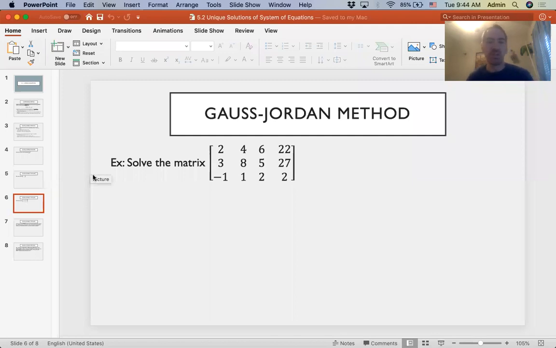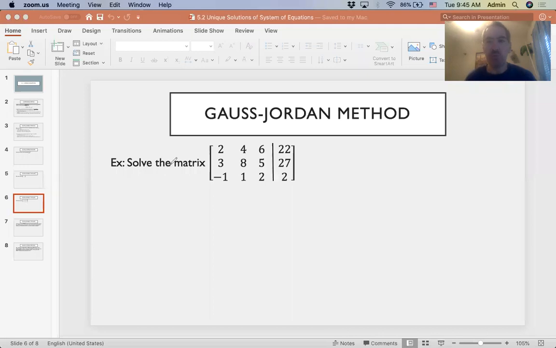And now we're ready to work an example, this time in 3 variables. All right, so this is going to have more steps involved, right? Because we have 3 rows, 3 columns, but the steps are the exact same. All right, so we have this augmented matrix: 2, 4, 6, 22; 3, 8, 5, 27; negative 1, 1, 2, 2. Remember, this represents 3 equations with 3 variables, x, y, z.